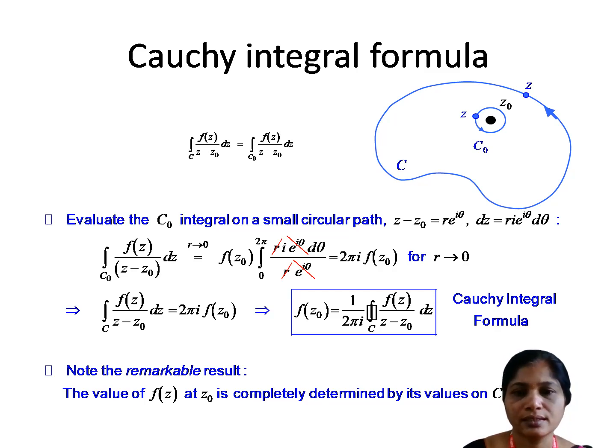So we get Cauchy's integral formula: f(z₀) is equal to 1 by 2πi times the integral over C of f(z) by (z minus z₀) dz. This is Cauchy's integral formula. Here f(z) is an analytic function and z₀ is any point that lies inside the circle, where C is some simple closed curve. Closed means the starting and ending points are the same.